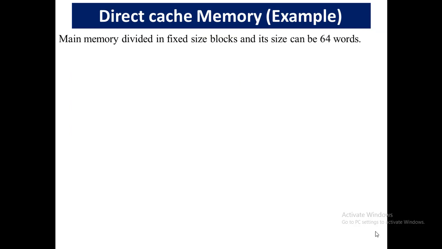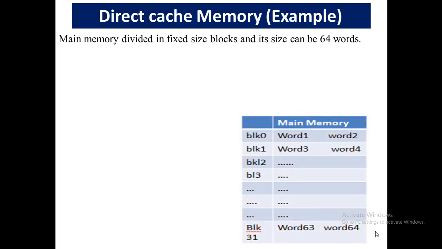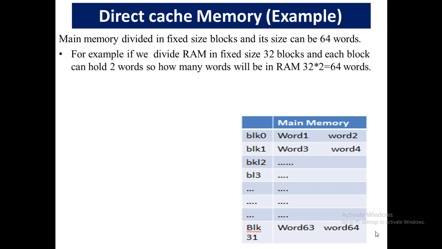Main memory is divided into fixed size blocks and its size can be 64 words. For example, here assume that we have RAM memory that is called main memory, and we divide that memory and we assume that it can contain 64 words. For example, if we divide RAM into 32 fixed size blocks and each block can hold 2 words, how many words will be in RAM? If we multiply 32 by 2, then it's equal to 64 words.